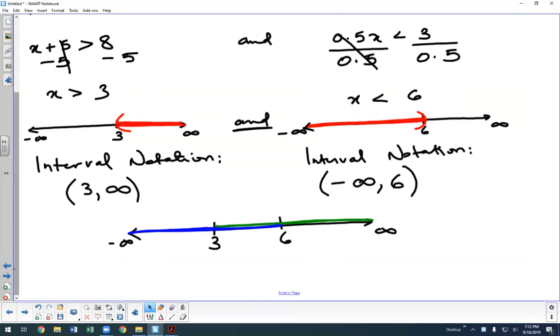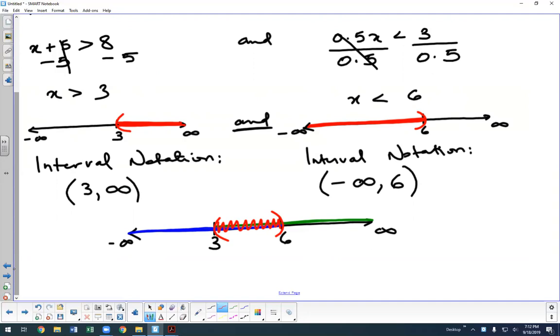So anything greater than 3 but less than 6. So that actually means the only place where these two guys are meeting is right here. That's where I will have the intersection. And remember, we had parentheses on 3, we had parentheses on 6.